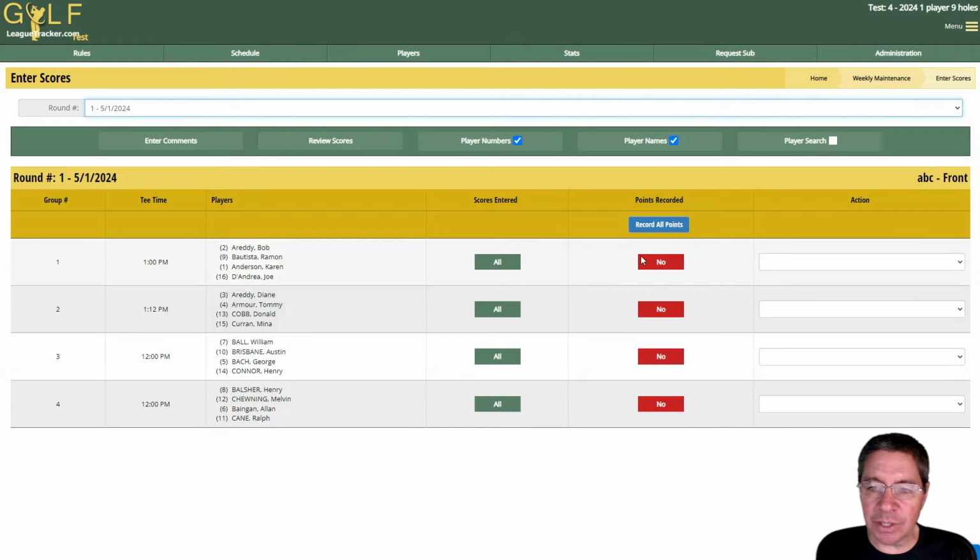So you would go in here and record all points, and you have to make sure that you have all the scores entered for the week before you record all points. Because if you go and enter half the scores and then record points, and then the other half of scores and don't record all the points, the system has no idea who came in first, second, or third until all the scores are entered in this type of format. I'm not going to record points for this league in this demo just to save time, but I just wanted you to make sure that you go in and record all the points after all the scores are entered.